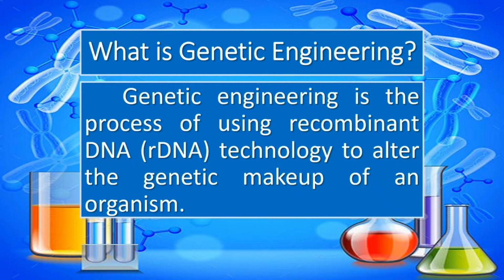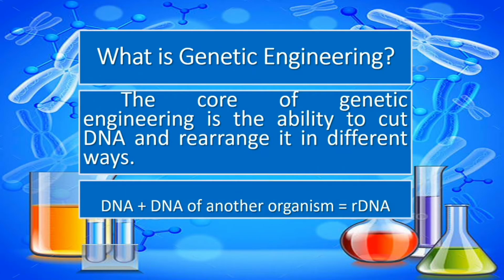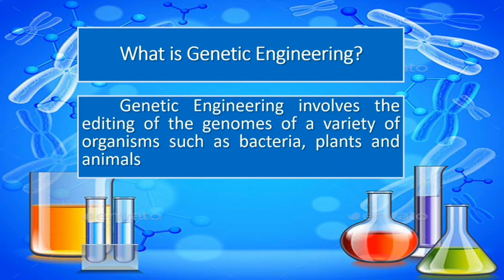Genetic engineering is the process of using recombinant DNA or rDNA technology to alter the genetic makeup of an organism. The core of genetic engineering is the ability to cut DNA and rearrange it in different ways. DNA plus another DNA of another organism equals rDNA or recombinant DNA. Genetic engineering involves the editing of the genomes of a variety of organisms such as bacteria, plants, and animals.